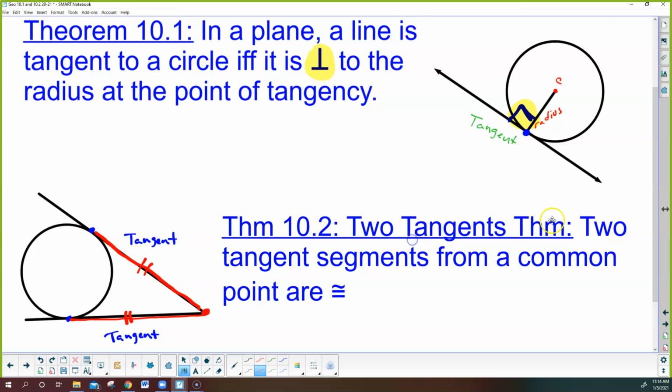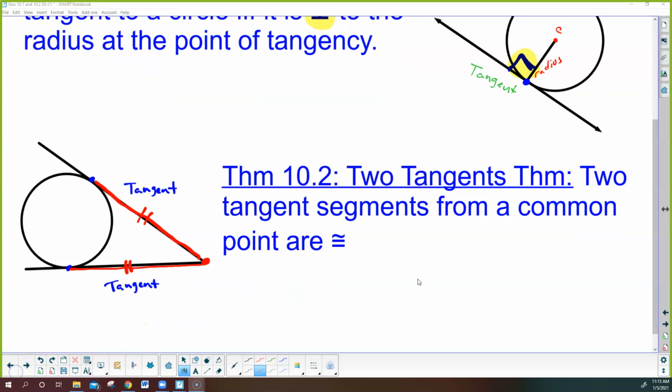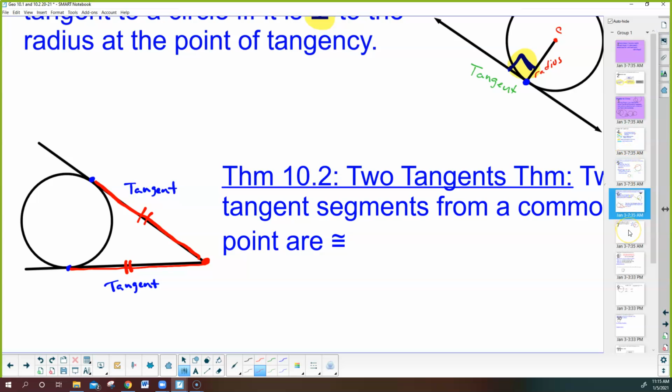It's called the two tangent theorem. Two tangent segments from a common point are congruent. So notice it's from the point of tangency to the common point. That distance is the same on both tangent lines. I will post these notes so you can go back and look at them as we go.